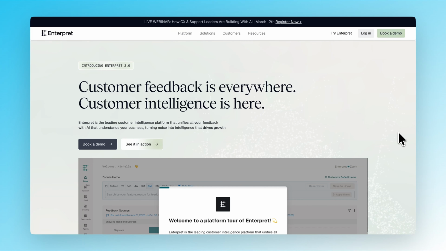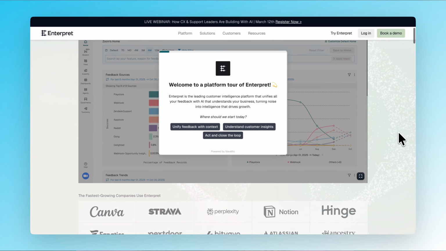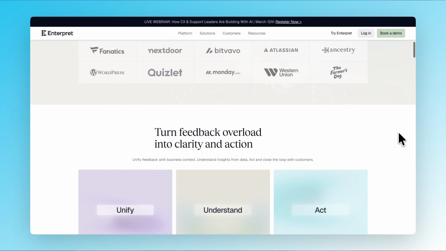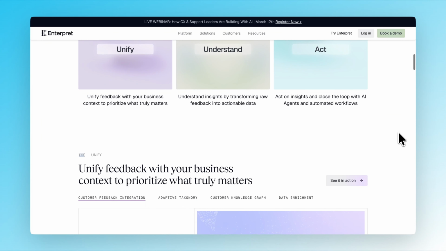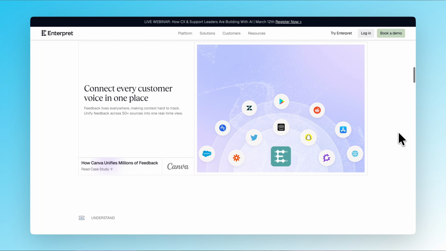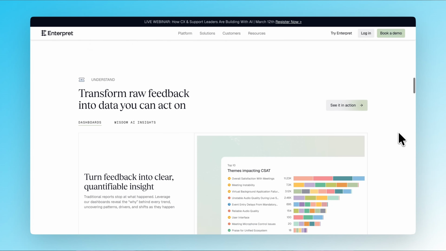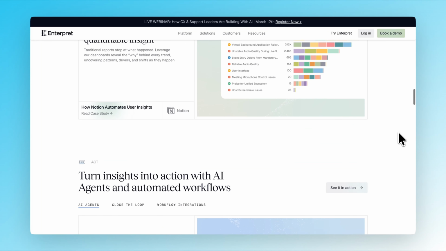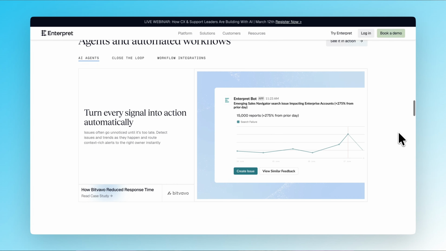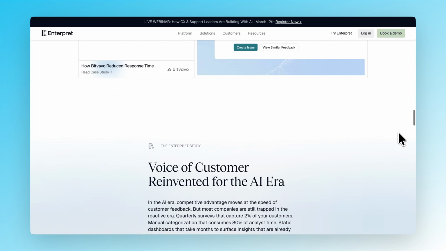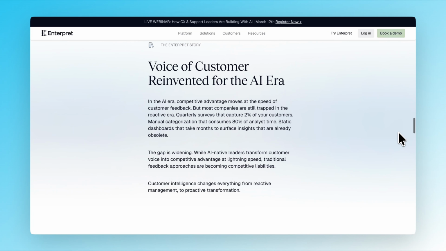Enterpret. Enterpret represents a newer, modern approach to AI customer feedback analytics, one that's designed for teams moving fast and dealing with feedback spread across many tools. Enterpret is built around the idea of unifying scattered customer feedback signals and helping teams turn them into structured, usable insights without heavy setup or manual work. It pulls in feedback from surveys, support systems, product tools, reviews, and other sources and applies AI to analyze open text data for themes, sentiments, and trends.